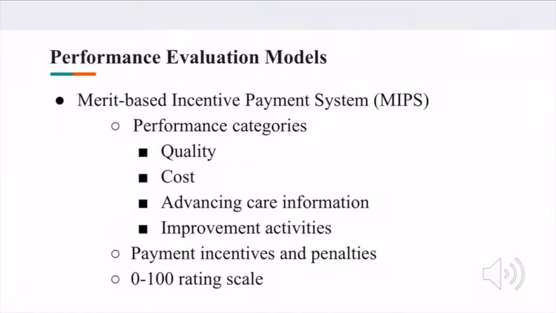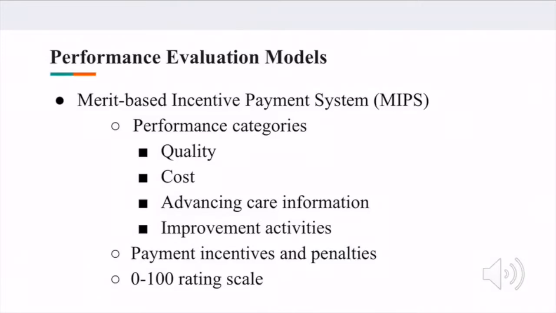For improvement activities, this is a new category in which you are attesting and acknowledging to Medicare that you are performing some improvement activities in your clinical practice. An example of this would be engaging patients and caregivers in developing a plan of care and prioritizing their goals for actions. The next measure is the Advancing Care Information, which just looks at the provider's use of certified health electronic record technology. And last, we have cost measures.